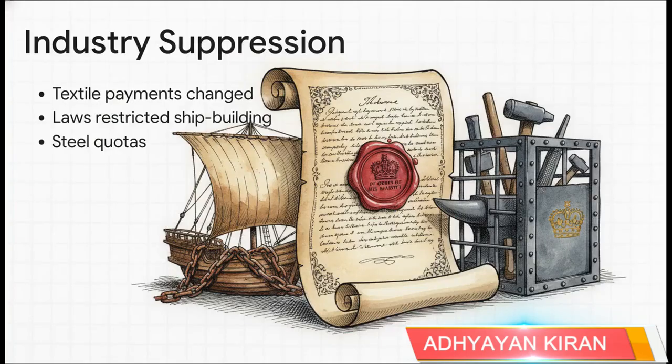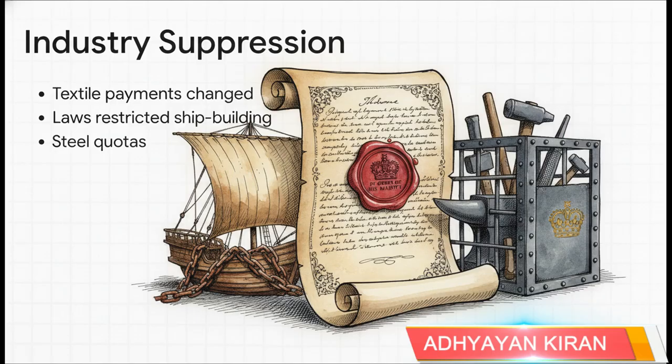And when you look at the actual laws passed by the British Parliament, that intent to suppress thriving indigenous sectors becomes undeniably clear. Take textiles. Amazingly, the British actually stopped paying for Indian textiles with their own British pounds. Instead, they just used the tax revenue they had just extracted from Bengal to buy the goods. It's wild to think about.